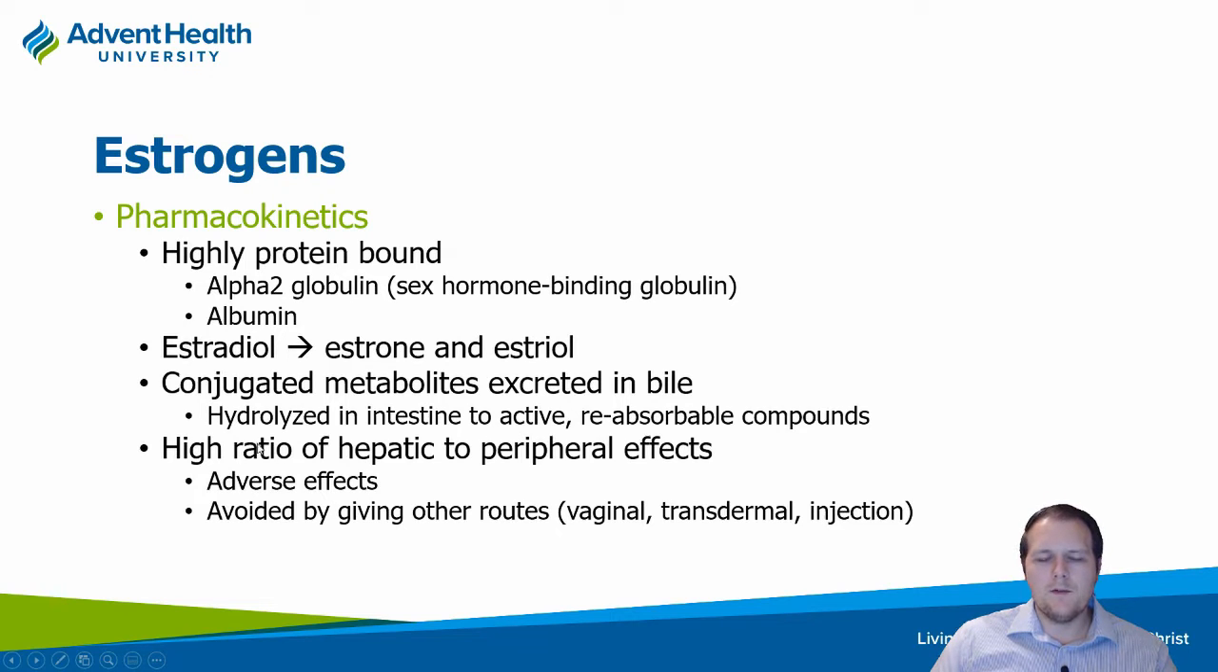Be aware though that especially when you have oral hormones coming in, you're going to see a high ratio of hepatic effects. The main reason for that is first pass: the liver is the first organ that gets the chance to interact with those drugs, so we're going to see what adverse effects come about from the effects of estrogen in the liver. This can be avoided by giving it via other routes, and sometimes we do this to help avoid a lot of those hepatic and peripheral effects. So we can give it vaginally, via injection, or even transdermal preparations like patches and creams and things like that.